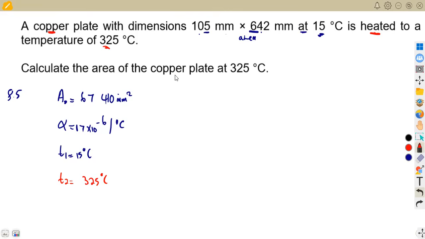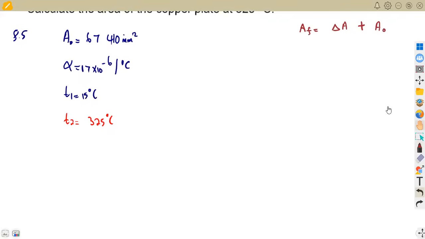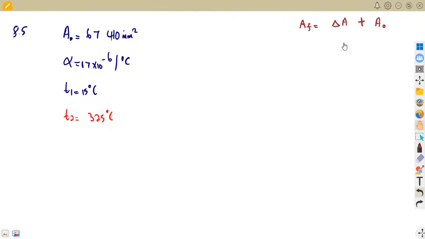Calculate the area of the copper plate at that temperature. That is our final area there. Not the increase, not a decrease, but the final area. So just like what we calculated in the previous case, our final area is going to be the change in area that we are going to calculate plus the original area, whereby we need now to calculate the change in area, or the increase in area, depending on whether there is an increase or not.